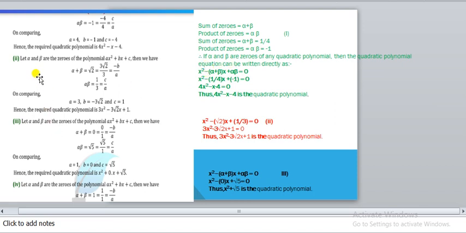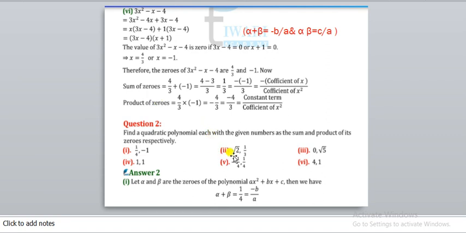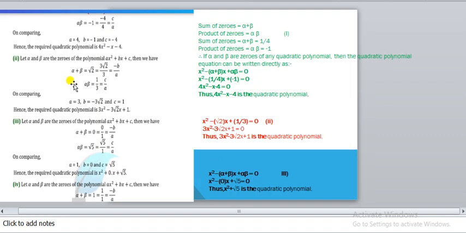So second question, you see alpha and beta are the zeros of the polynomial, and then you have alpha plus beta. So what was the question given to you? It was the sum of the zeros is given root 2 and the product of zeros is given 1 upon 3. So the sum of the zeros is root 2, we can write it as 3 root 2 upon 3. Now alpha into beta is given 1 upon 3.